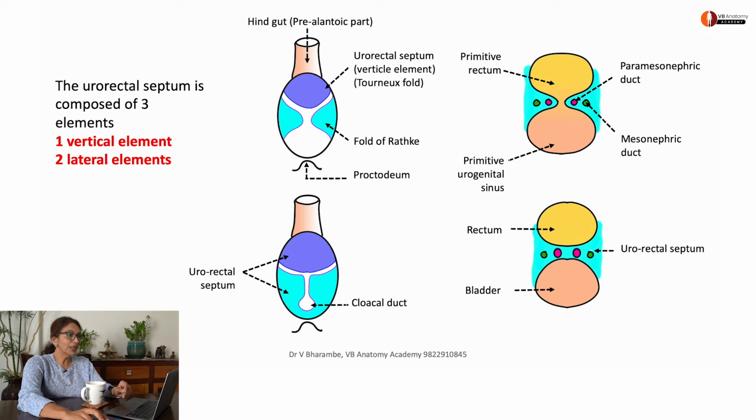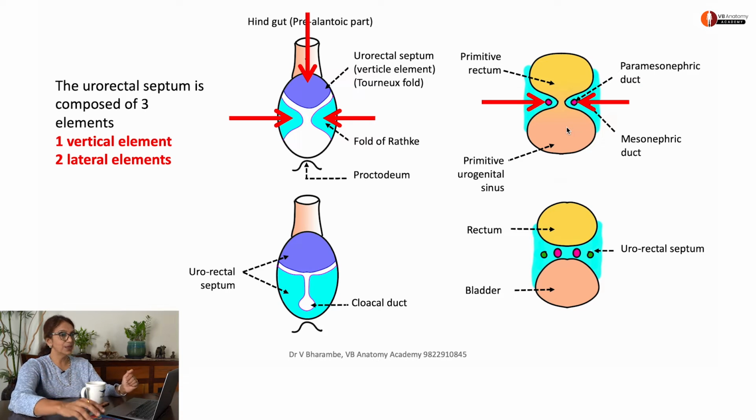Right. Remember one thing, the urogenital septum has three elements to it. It's not just a vertical segment. It has a vertical segment and two lateral segments. Okay. So here you can see the vertical segment descending down, and from the side the two lateral segments. Now this side is a transverse section. Okay. So you can see the lateral segments moving inwards, moving further inwards, dividing the endodermal cloaca into the primitive urogenital sinus ventrally and primitive rectum dorsally.